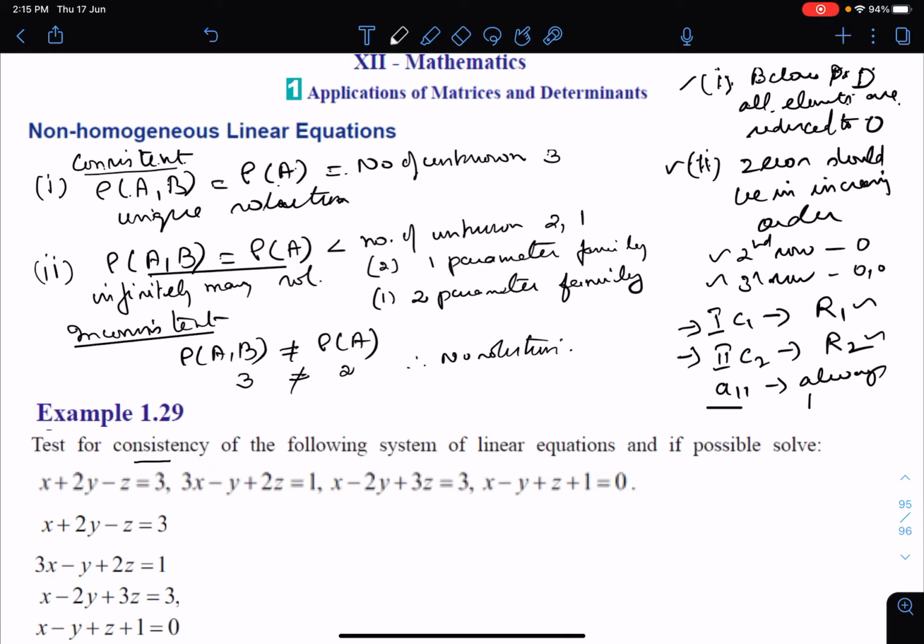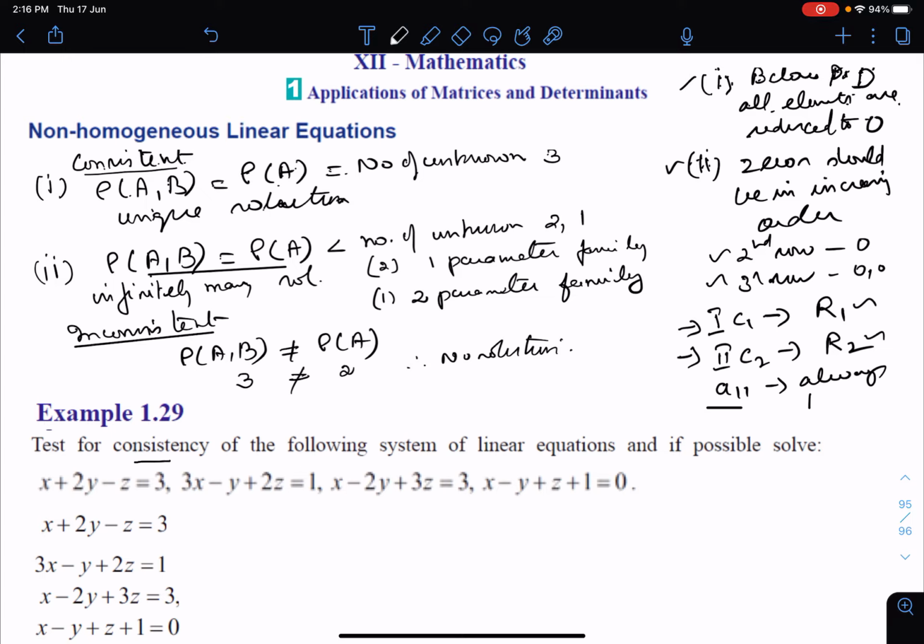And if it is consistent, you will have two types. If the rank of AB equals the rank of A equals the number of unknowns, after reducing the augmented matrix A comma B to row echelon form, you will get rank of AB and rank of A, and you have to compare it with the number of unknowns. If all the three are equal, then you will have a unique solution.